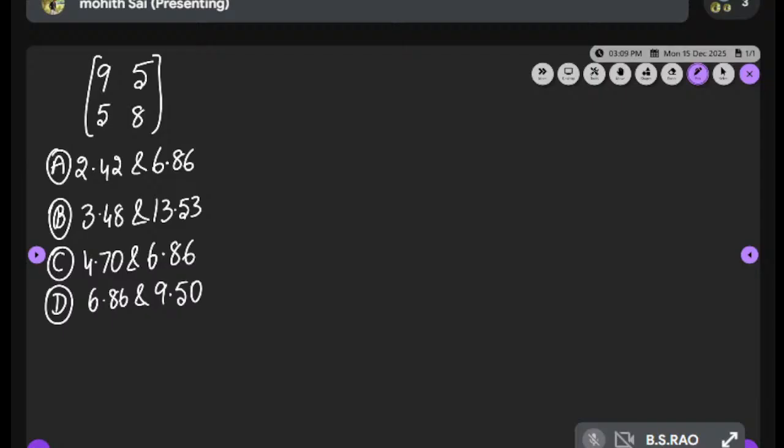Tell me quick, make it fast, based on the properties only. We have been given 2 eigenvalues. What about the sum of eigenvalues? Lambda 1 plus lambda 2 equals 17.